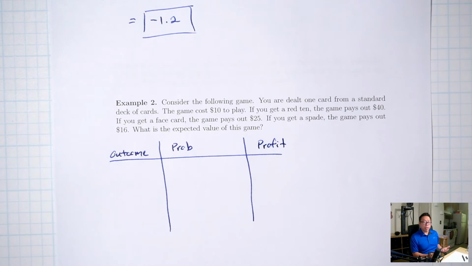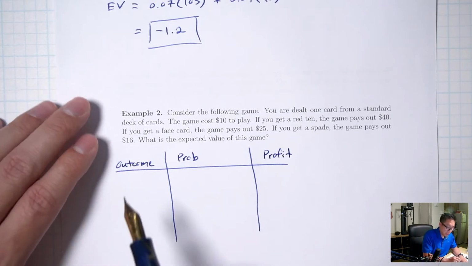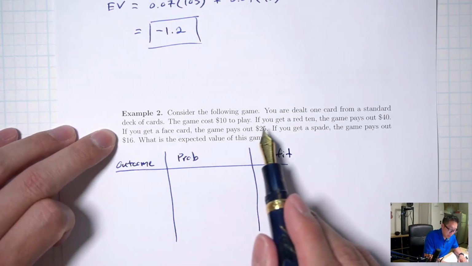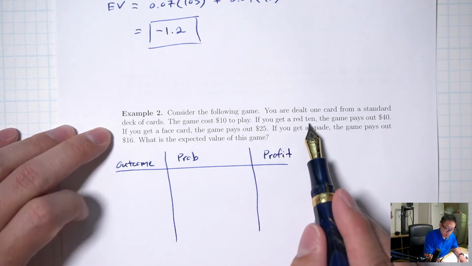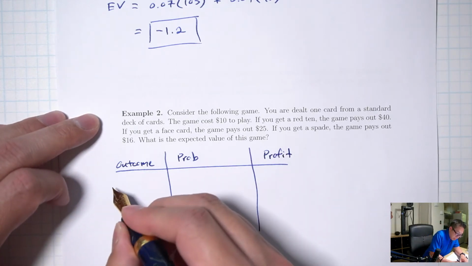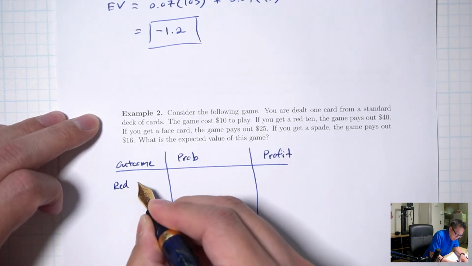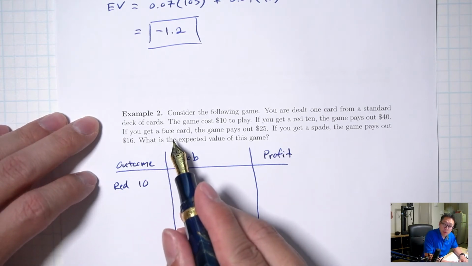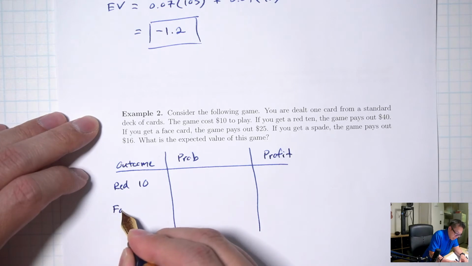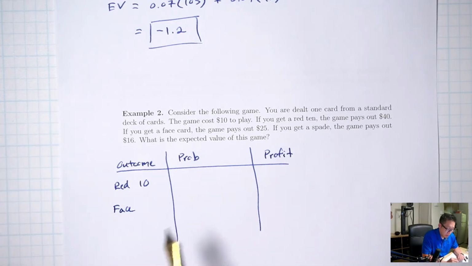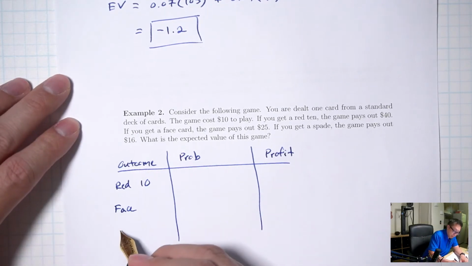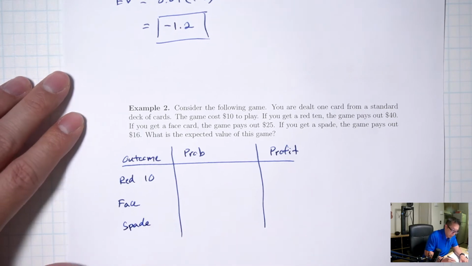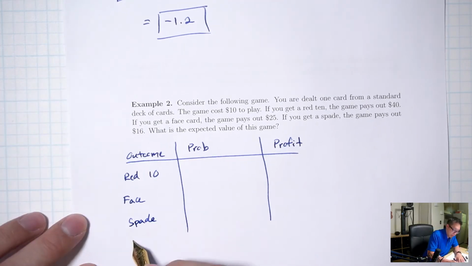Okay, so what are all the ways that we can win in this game? You can win if you get a red 10, right? So if you get a red 10, what else? You get a face card, you win. If you get a spade, you also win. And then otherwise you lose. Right, so there's a lose.